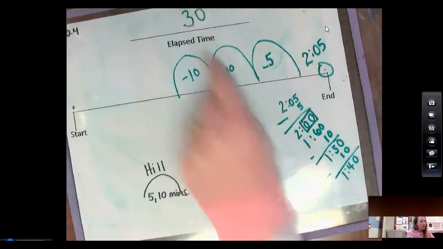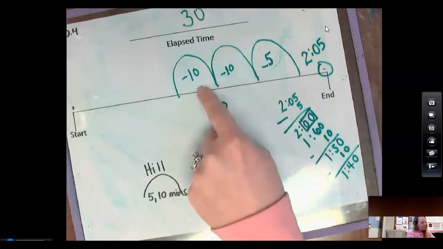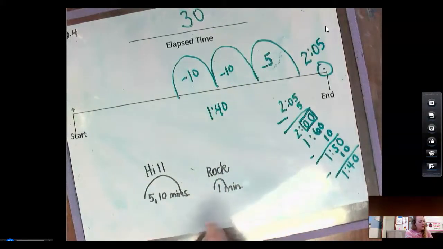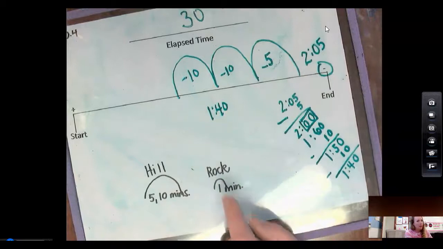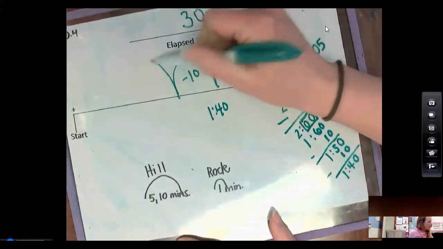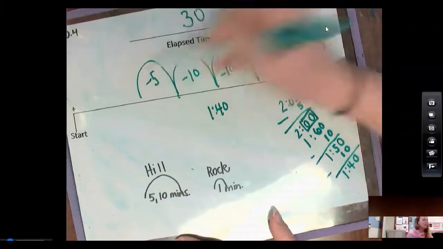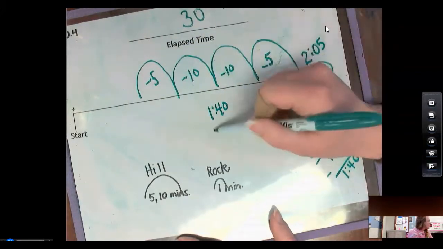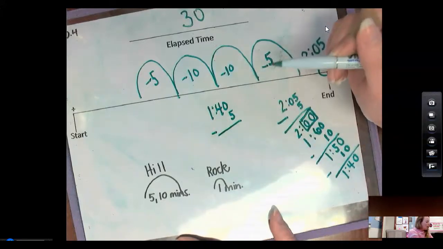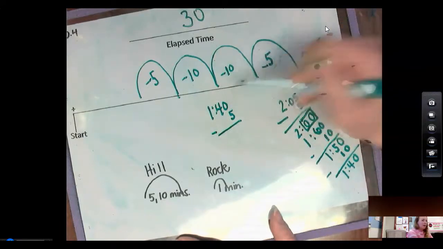How much elapsed time have we used? 10, 20, 5, 25, and I need to go 30. So what am I going to use if I'm at 25 and I need to go 30? If you said that we're going to use a hill of 5, you're exactly right. I am going to minus 5 here. All right, what is 0 minus 5?